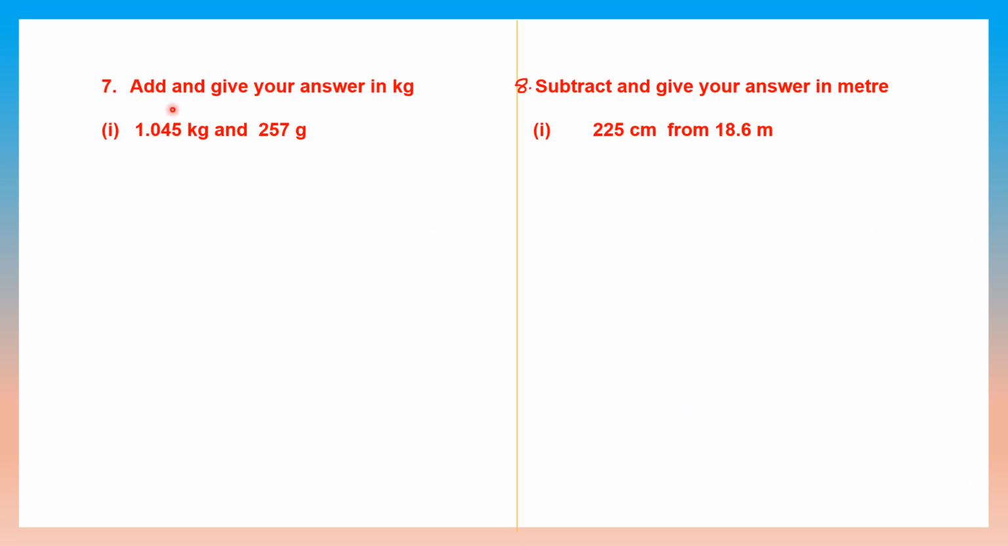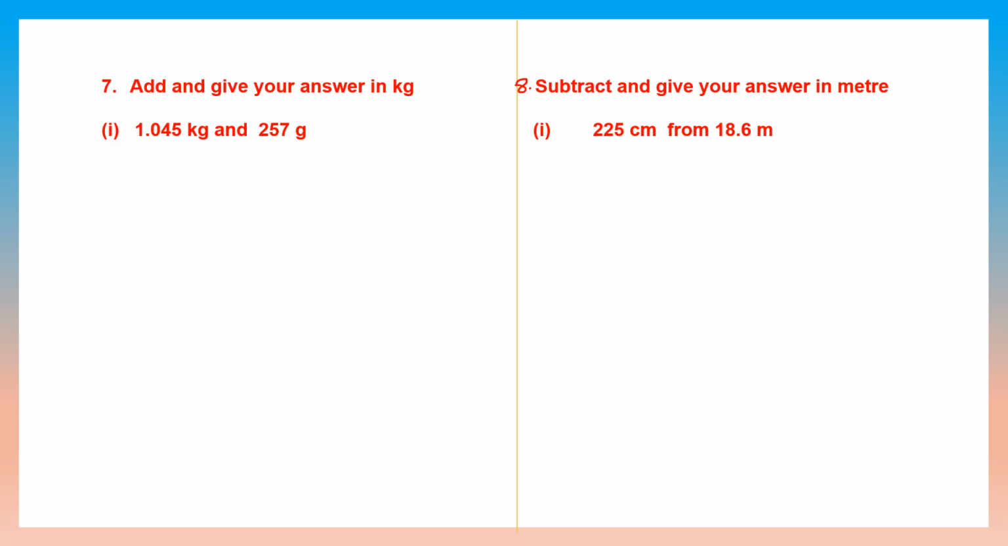Question 7. Add and give your answer in kilograms. Question 8. Subtract and give your answer in meters. So work out both these sums and then check your answer. Now here we have to add up these two, but as you can see, one unit is kilograms and the other unit is grams. And since the question says give your answer in kilograms, let's convert grams also to kilograms.